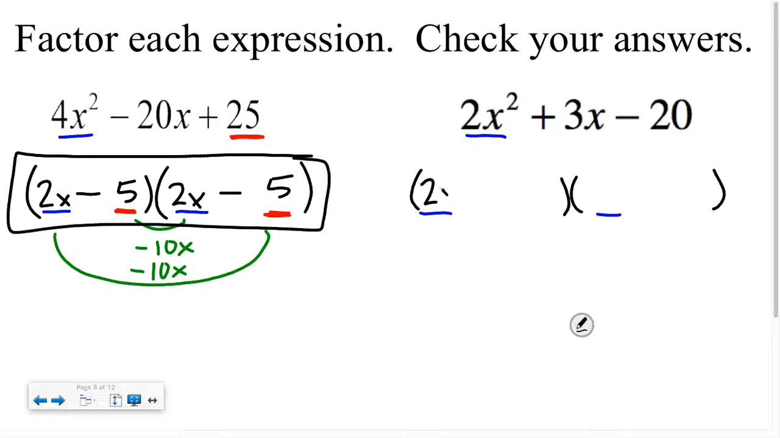2x and x, that's the only thing I've got there. Then the other two have to multiply to make 20. 5 and 4? Okay.